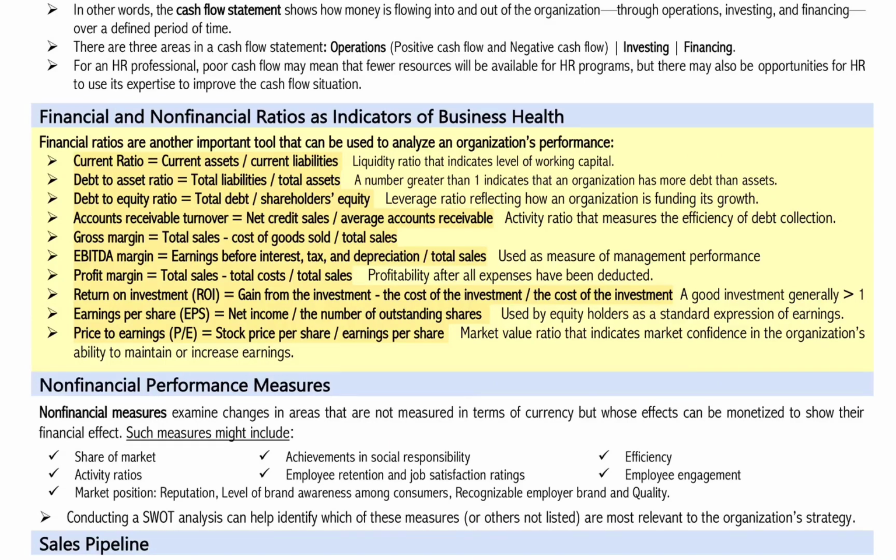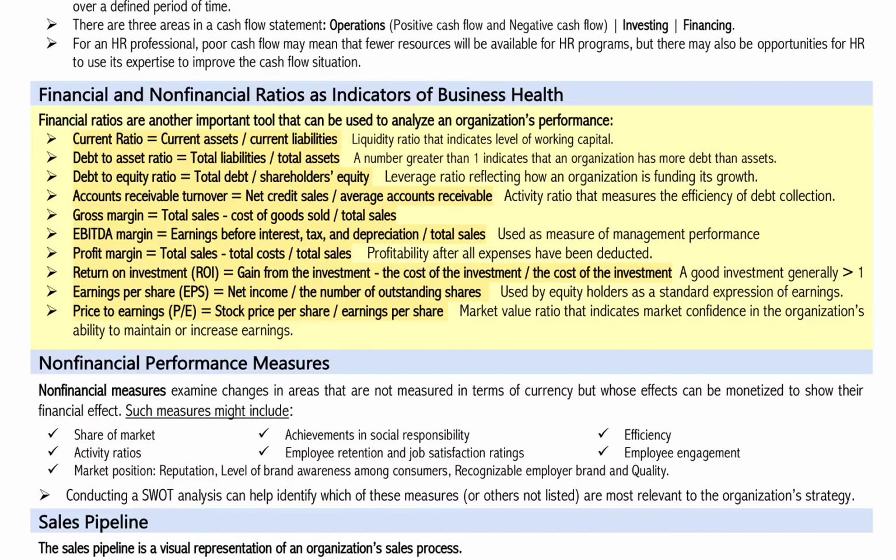Return on investment, ROI, equals gain from the investment minus the cost of the investment, divided by the cost of the investment. A good investment is generally greater than 1. Earnings per share, EPS, equals net income divided by the number of outstanding shares, used by equity holders as a standard expression of earnings. Price to earnings, PE, equals stock price per share divided by earnings per share, a market value ratio that indicates market confidence in the organization's ability to maintain or increase earnings.